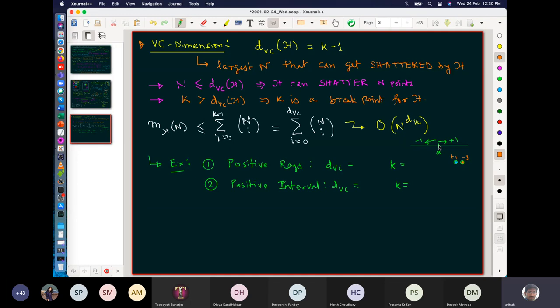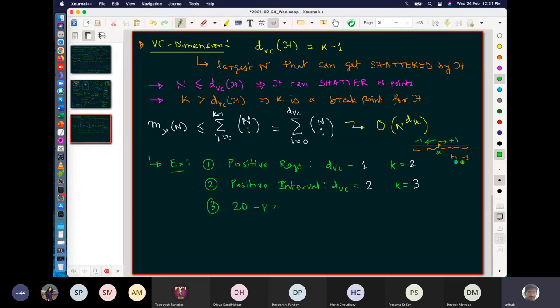Yes or no? Because I will give you an a beyond which the right side is plus 1 and the left side is minus 1. So how can I shatter 2 points? Are you getting it? So d_VC is 1 and the breakpoint is 2. We established that in the last class, isn't it? Positive interval: what did we establish? d_VC is 2, and the breakpoint is 3.